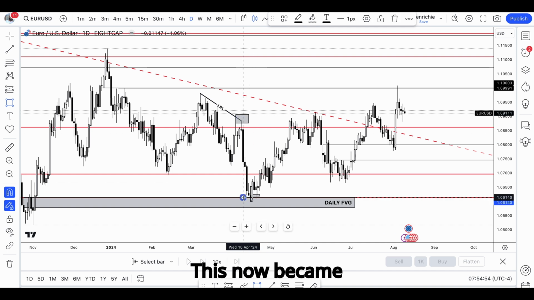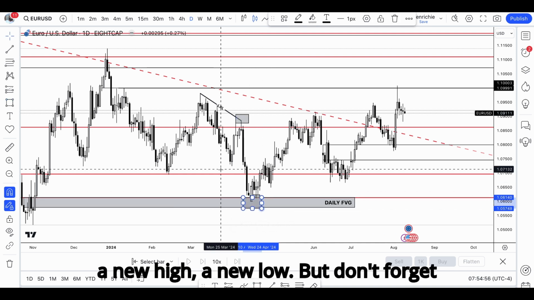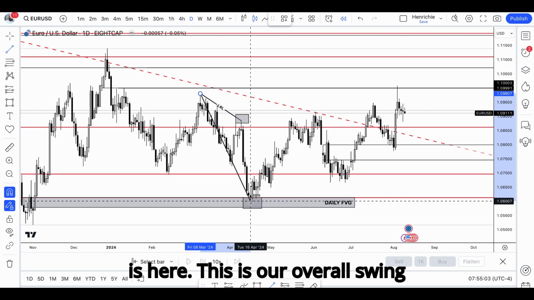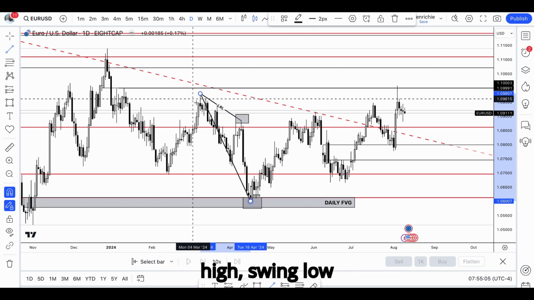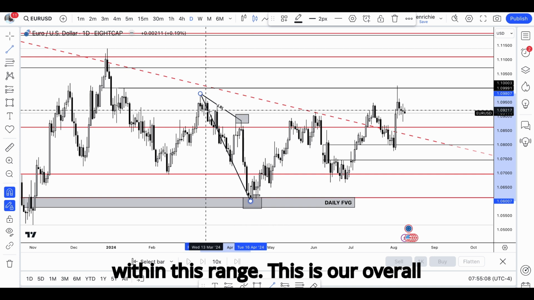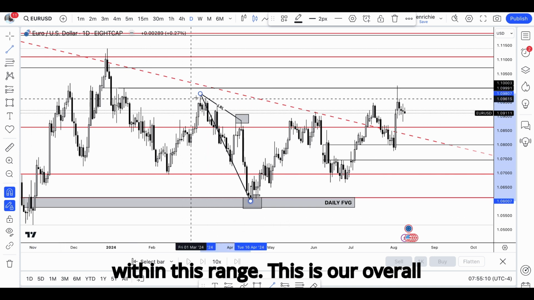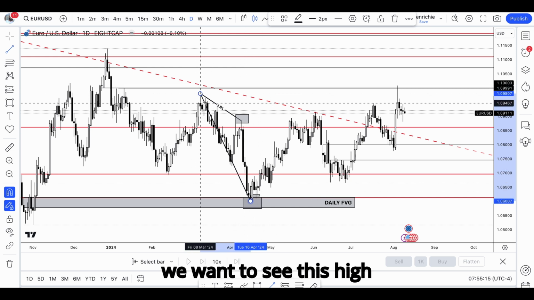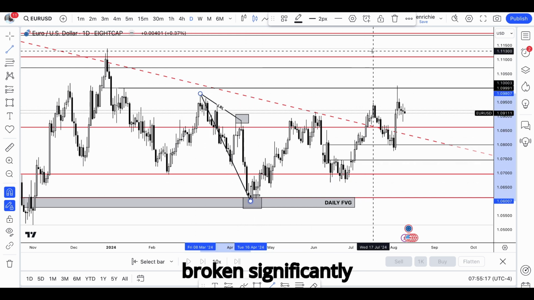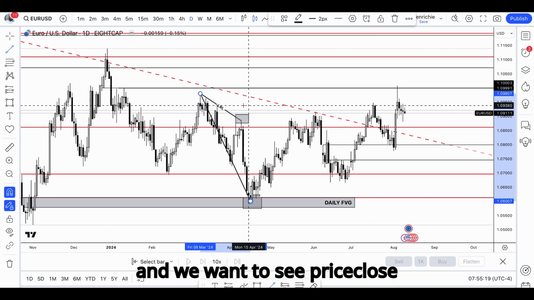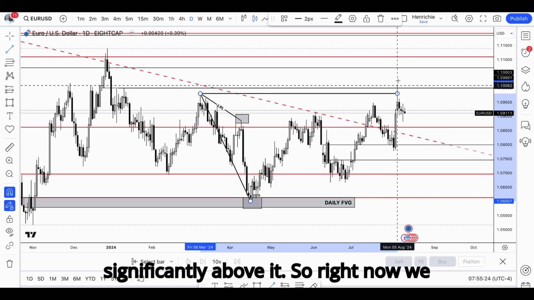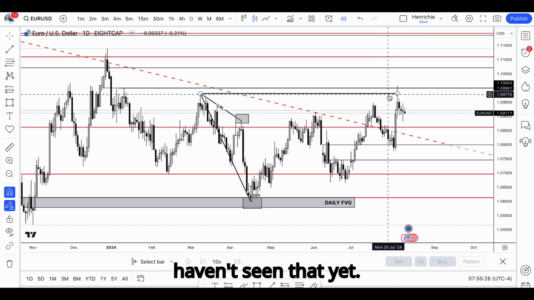This now became a new high, a new low. But don't forget that our overall swing high is here. This is our overall swing high, swing low. Within this range, this is our overall high, overall low. So we want to see this high broken significantly, and we want to see price close significantly above it. So right now we haven't seen that yet.